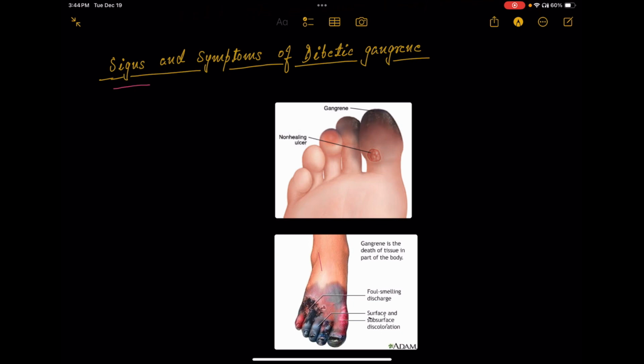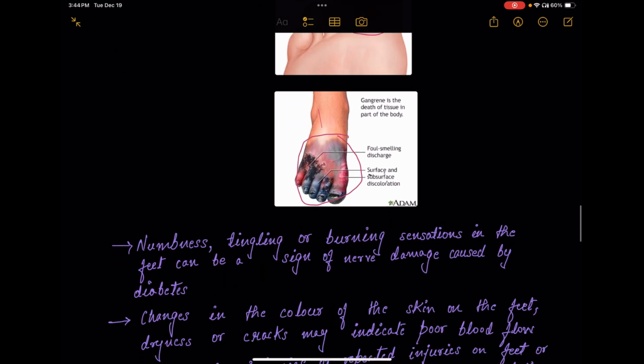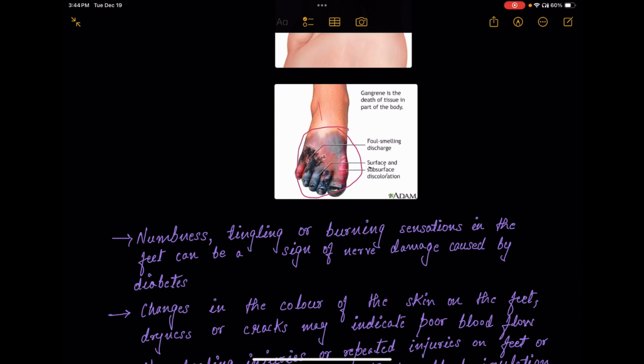So now the signs and symptoms of diabetic foot gangrene. As you can see in these two pictures, the gangrenous areas of the feet. So the first symptom is numbness, tingling, and burning sensation due to damage of the nerves. These three symptoms, numbness, tingling, and burning sensation, are showing that there is some damage to the nerves.